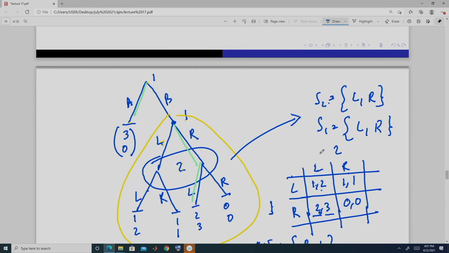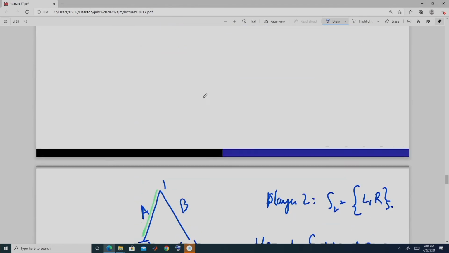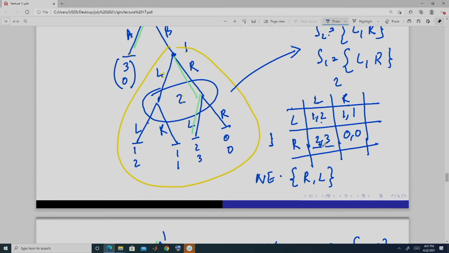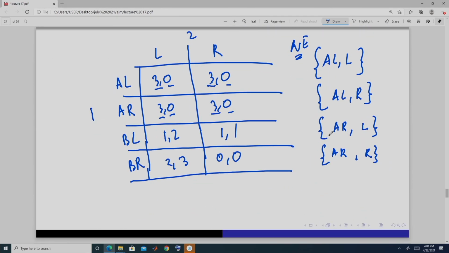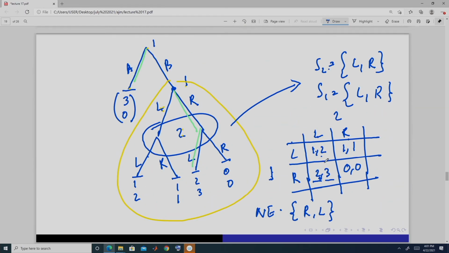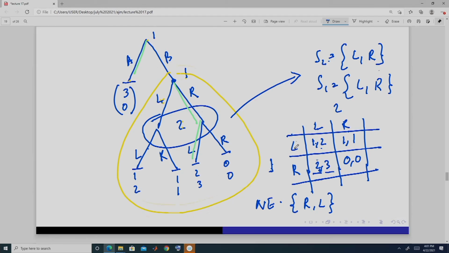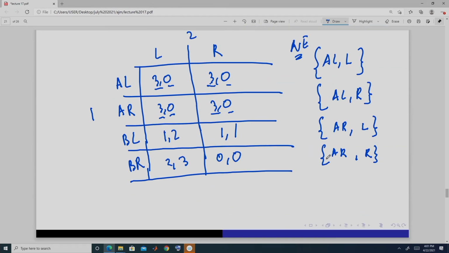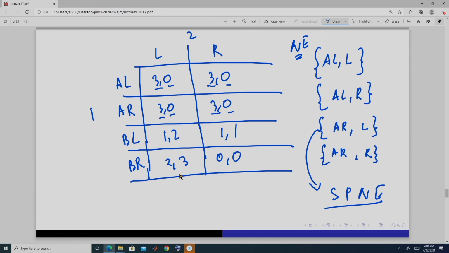But this is RL. So, in this subgame the Nash equilibrium is L R L. This is a subgame, and this is R R, it is not a Nash equilibrium in this subgame. So, that is why only this is subgame perfect Nash equilibrium, but in this normal form game we have 4 pure strategy Nash equilibria.